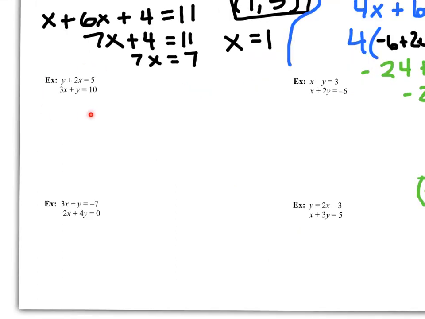So there's 4 examples here for you to try. Give them each a try, pause the video, press play when you're ready to check your answers.